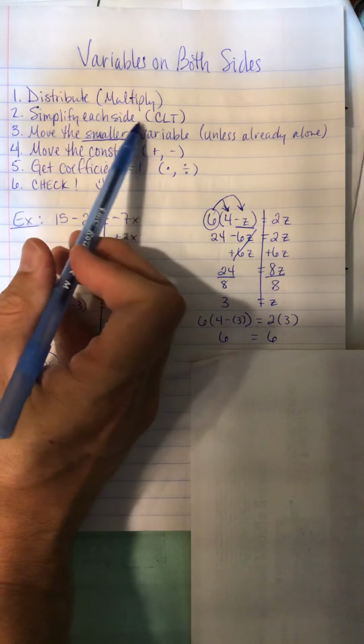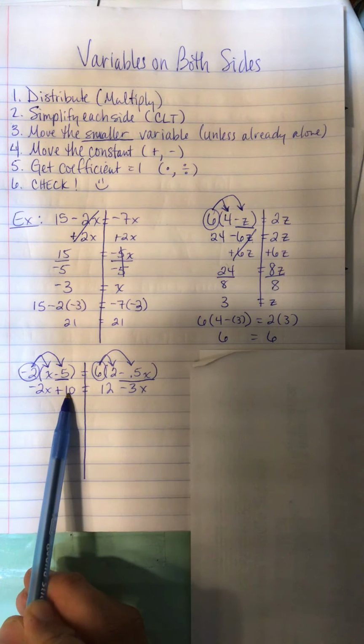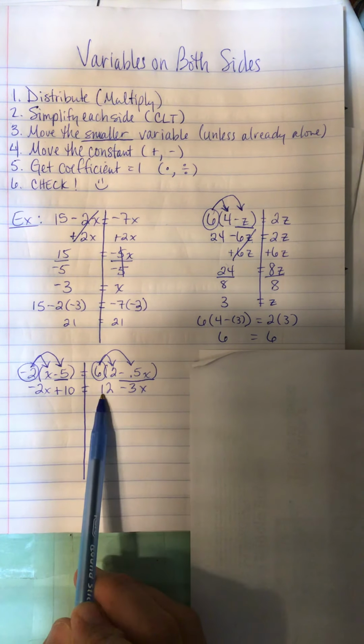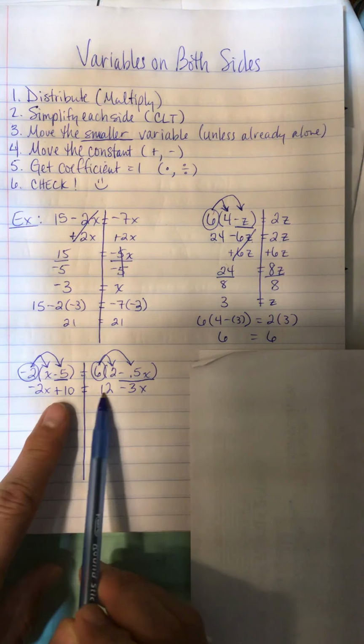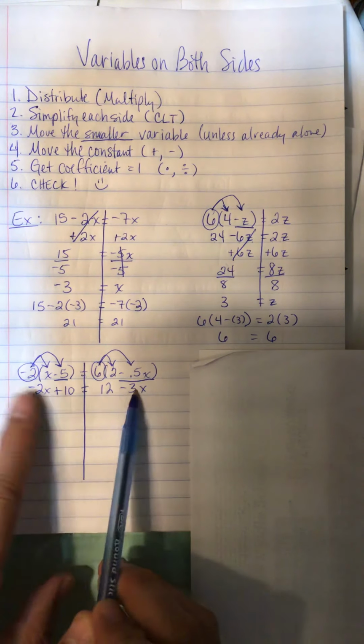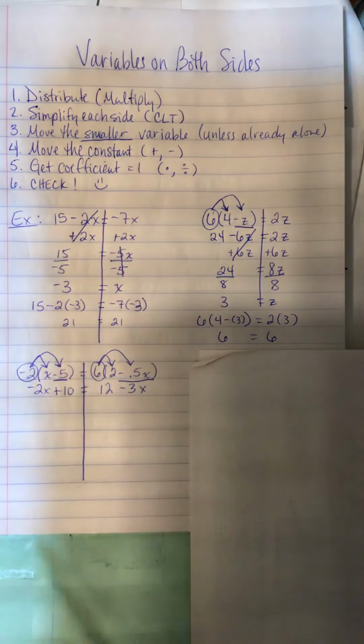Step number 2, simplify each side, combine any like terms. Well, variable, no variable, so these aren't alike. No variable, variable, so these aren't alike. Remember, they're on different sides of the equation, so we can't combine them just yet. That's why we move things around back and forth.